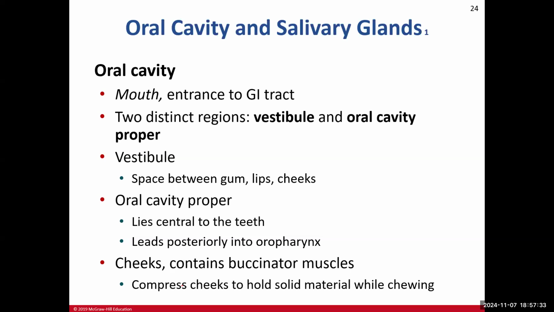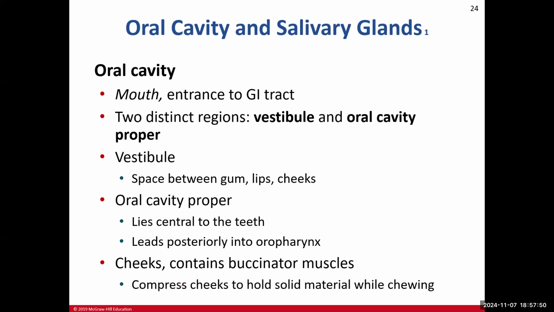Right. So the vestibule is going to be made up of that space there where you're on the outside of your teeth, internal to the lips, just deep to your cheeks there.